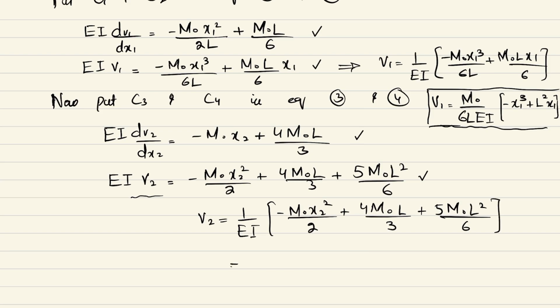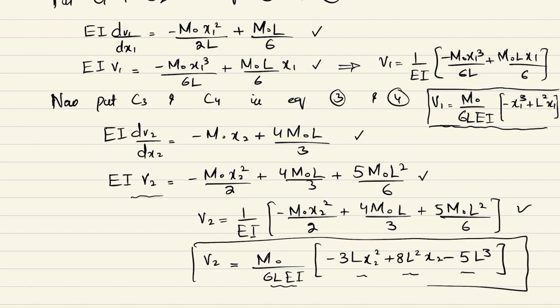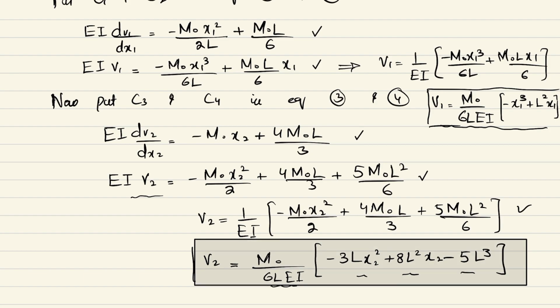And again, if you take m naught over 6L common, EI is already there, so you will get the simplified form. Here you will be left with minus 3L x2 square plus 8L square into x2 minus 5L cube. For verification, you can just multiply this term with every term, so you will get this v2. So this is the equation of elastic curve for coordinate x2.